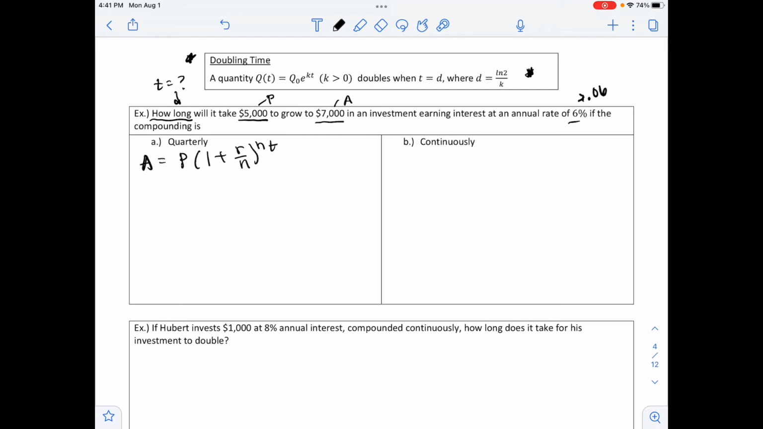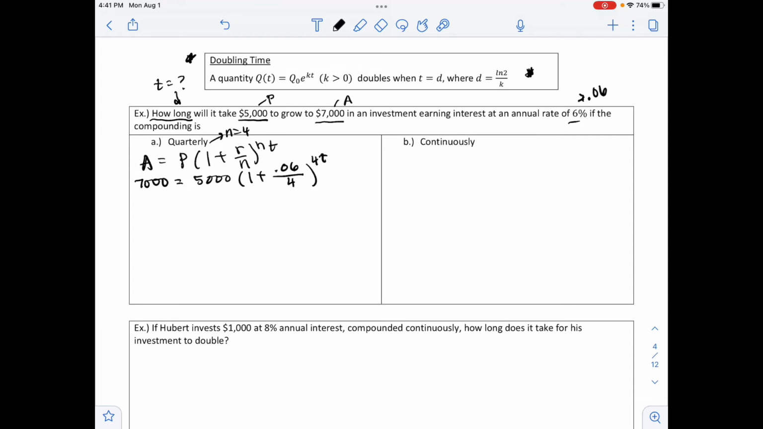And we're trying to find T. It does say quarterly on this problem, so I know that N is equal to 4. So I'm going to go ahead and substitute in everything that we have. So we have 7,000 equals 5,000 times 1 plus R, which is 0.06, over N, which is 4, raised to the 4 times T, which we don't know.